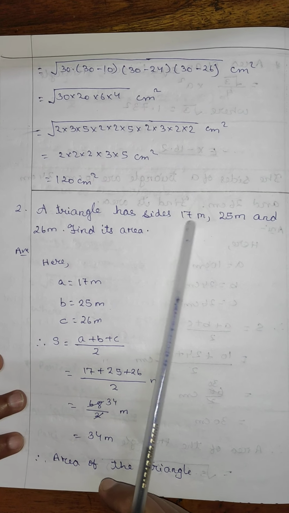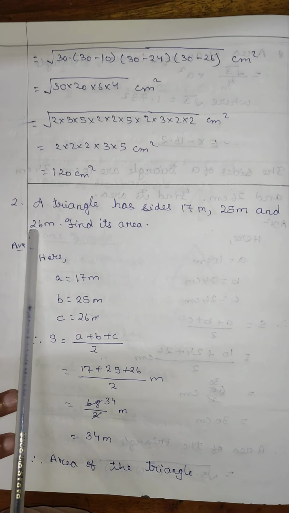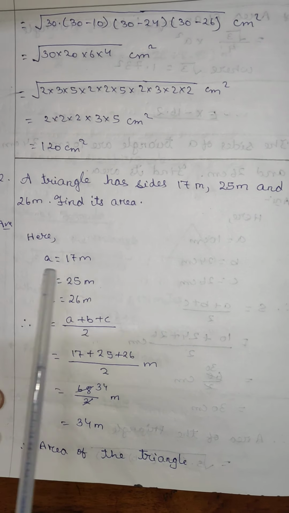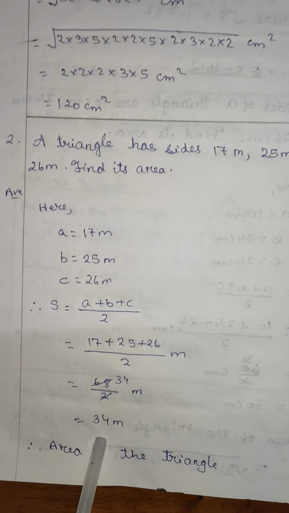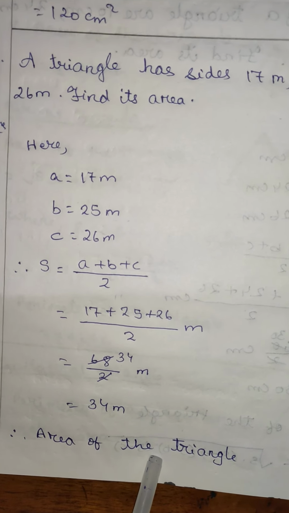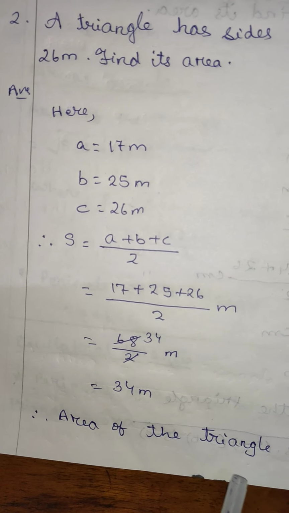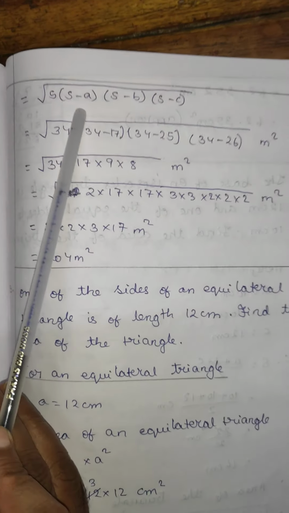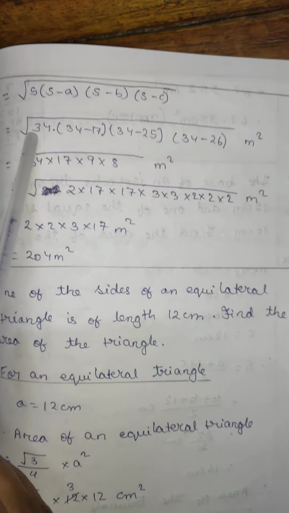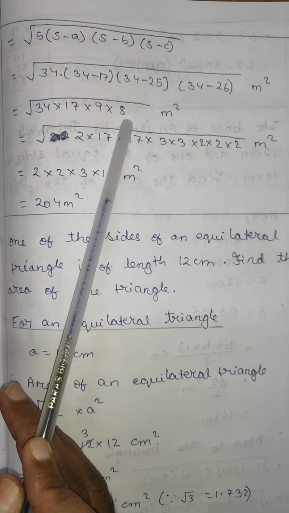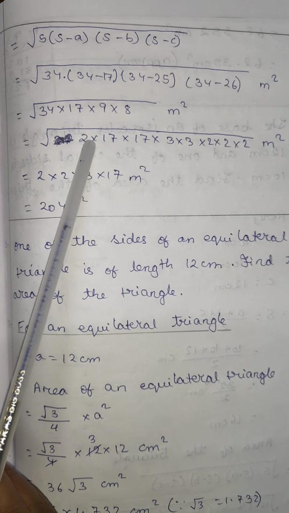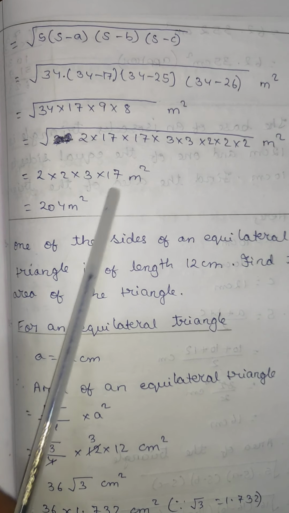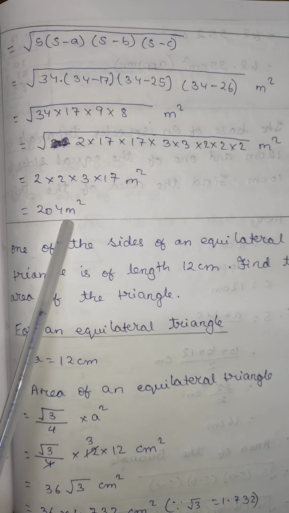Same thing, question number 2 also. This time three sides are given: 17 meter, 25 meter, 26 meter. Find its area. Select A, B, C. Semi-perimeter is 34 meter with the help of the formula. Then area of the triangle, square root of s into s minus a, s minus b, s minus c. All the values you put, subtract, then find out all the factors. Then same thing, inside the root 2 same factors, outside 1. After multiplication, the answer is 204 meter square.